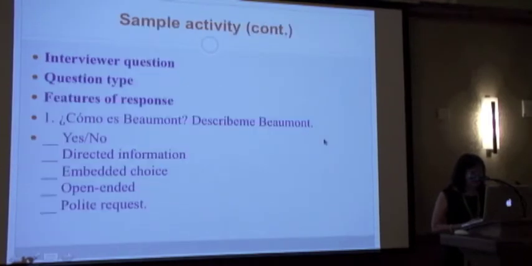So you would write down what the interviewer's question was and what kind of question it was. An example was, what is Beaumont like? Describe Beaumont. Beaumont is a city in Texas. What is Beaumont like? And describe it to me. You would identify if this is a yes/no question, directed information, embedded choice, open-ended, or a polite request. It would make the viewers more conscious of the different types of questions that elicit different types of information, and in different formats as well.